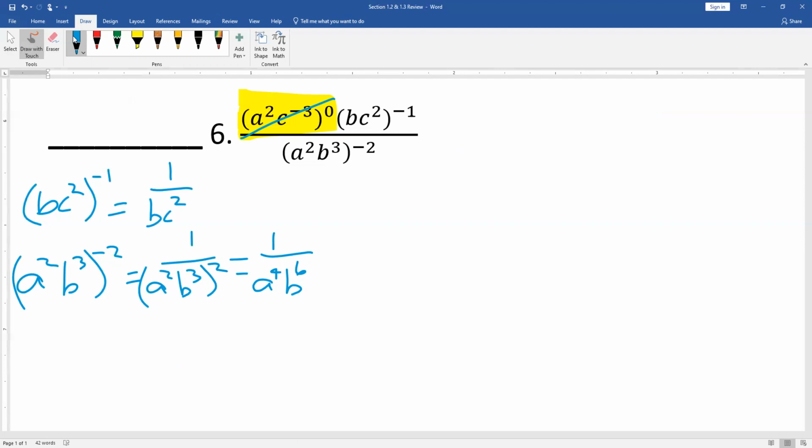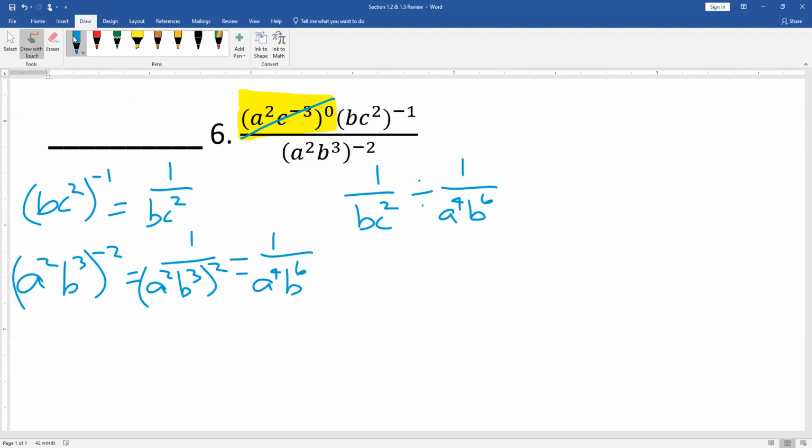But these two, don't forget, they're separated by a fraction bar. So this is a fraction, 1 over bc squared, divided by the fraction 1 over a to the power 4, b to the power 6. So write it as a division problem, if that helps you, because that's what we all learned in grade school with our arithmetic. So if we rewrite that, instead of using a fraction bar, you can say 1 over bc squared divided by 1 over a to the power 4, b to the power of 6.